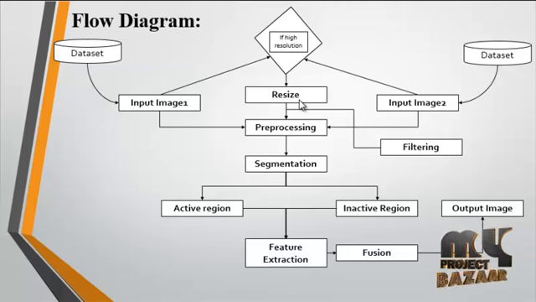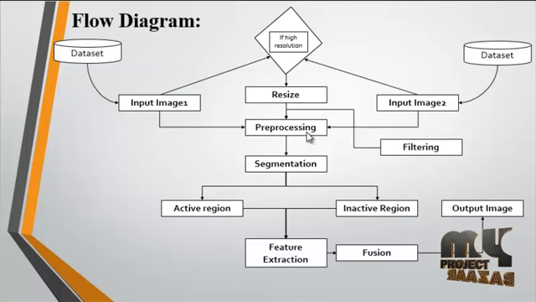If the resolution of the image is high, the resize step will convert the resolution of the image into an optimum size. After resizing the image into an optimum size, the image undergoes the process of pre-processing. The pre-processing is nothing but removing the noise from the image. Removing noise is nothing but smoothing the image, using a filtering method. For the filtering method, we use the Gaussian filter to remove the noise from the image.